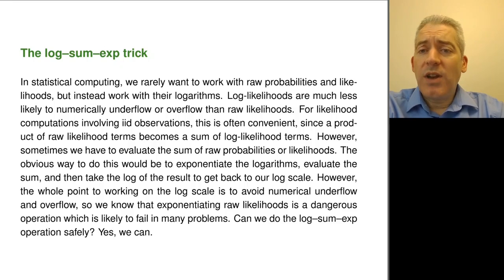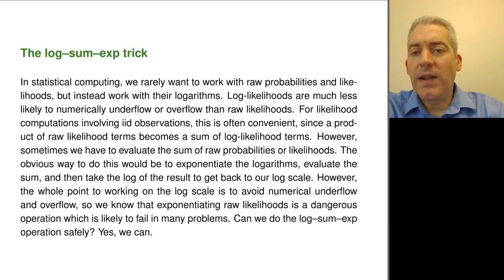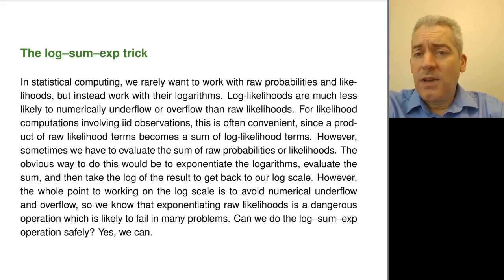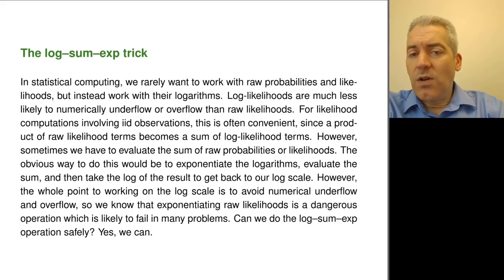But that exponentiation operation is potentially very dangerous, because if we've got big numbers, there's a risk that when we exponentiate them, they will overflow floating point, and all you need is for one of those probabilities to overflow and you can't evaluate your sum. Similarly, if your numbers are small, then exponentiating them can underflow to 0. If you exponentiate a small enough negative number, it will underflow to 0. And in fact, if one or two of your probabilities underflow to 0, that's often not such a big deal. But if they all underflow to 0, then your sum is 0, you can't log it, and you know it's wrong, and that then is a problem.